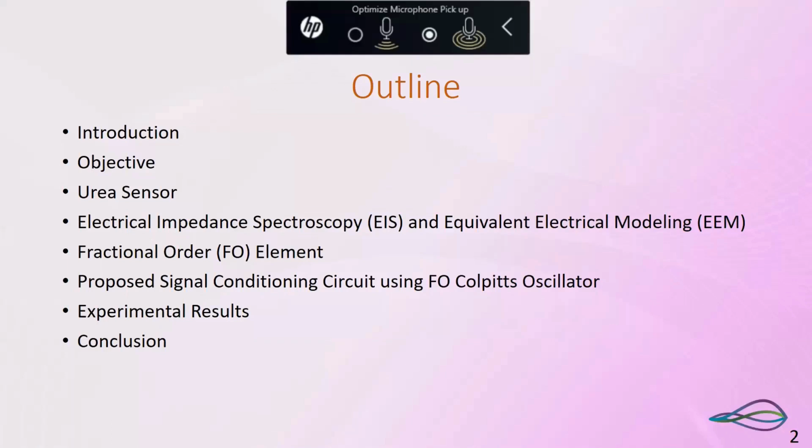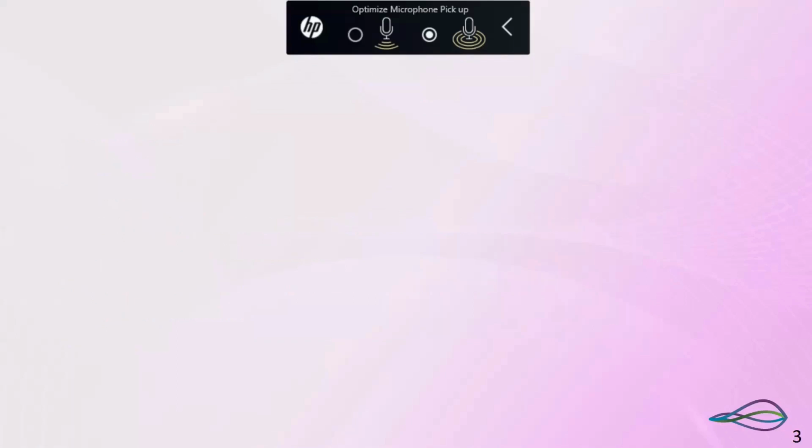So this is the outline of today's presentation. I will go through the introduction, objective, urea sensor, then EIS and EM model, then what is fractional order element, and then the proposed signal conditioning circuit, and the experimental results and the conclusion.